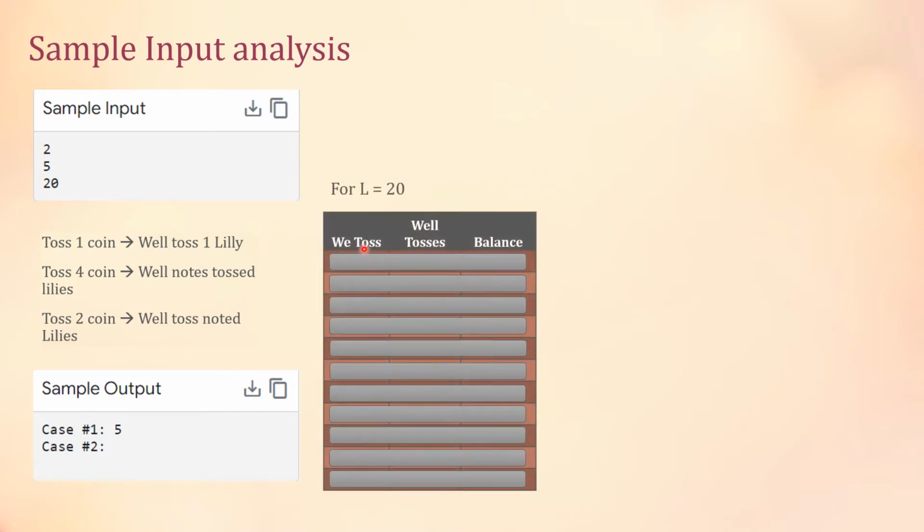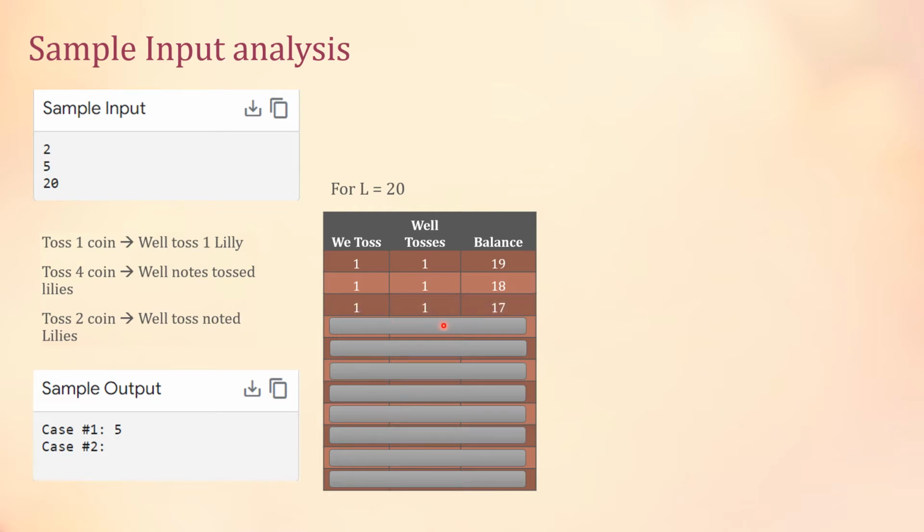But for L is equal to 20, let us create a simple table to understand. I have 3 columns: the coins we toss, how many lilies the well tosses, and the balance, the lilies remaining in the well. First, we toss one coin, the well tosses one lily, and the balance is 19. Then we toss one more coin, the well tosses one more lily, and the balance is 18.